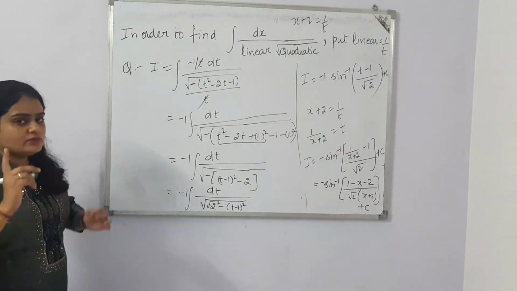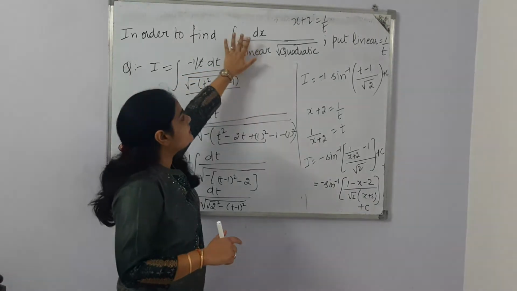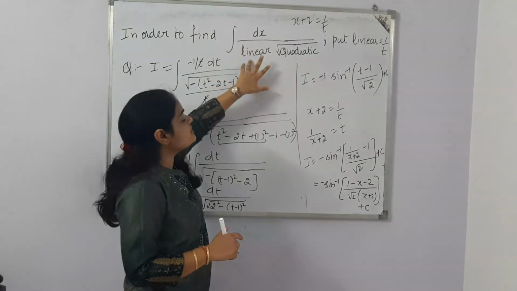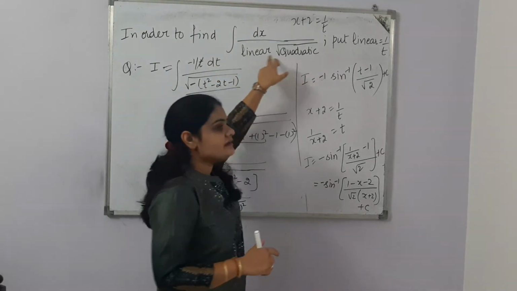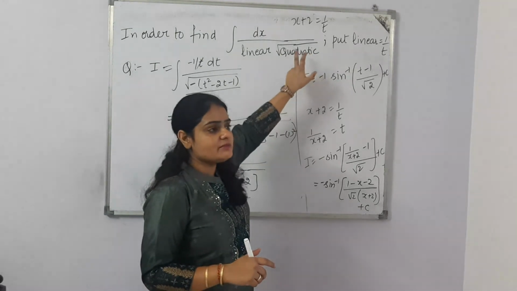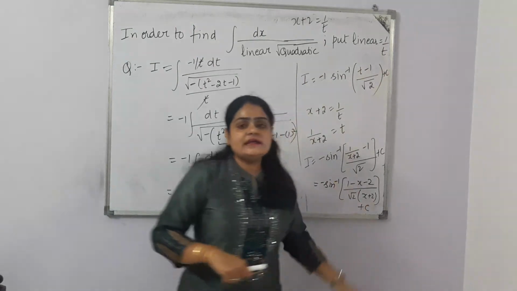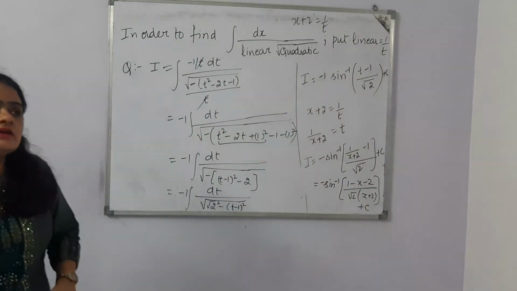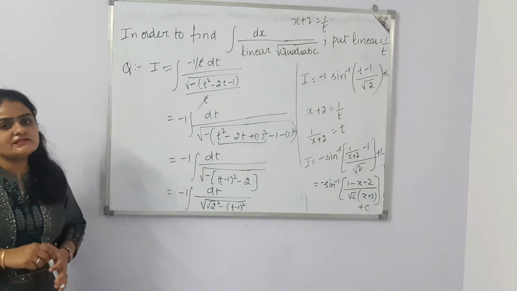That means you need to remember this pattern. If you have constant in numerator, and in denominator you have linear multiplied by a quadratic function, but the quadratic function is under root, in this case you have to substitute linear is equals to 1 by t. Hope this question is clear. Now let's do the fourth pattern, which is the last pattern.